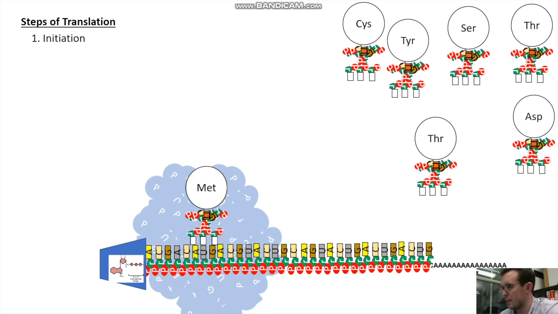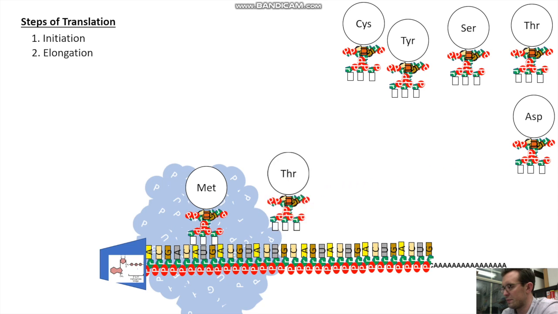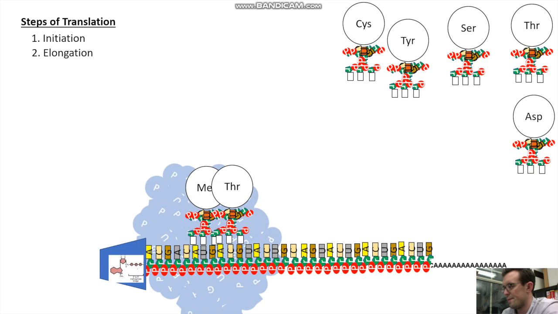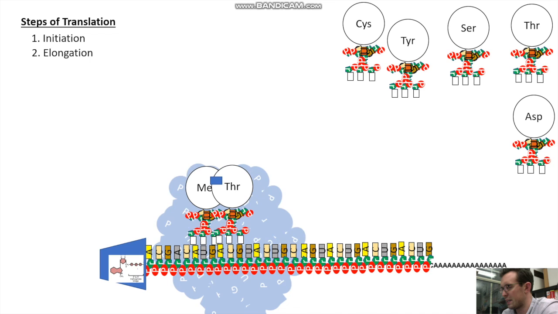After translation has been initiated, the next step in protein synthesis is elongation. And during elongation, the ribosome will shift down the mRNA strand and add more amino acids. It connects the amino acids with a peptide bond. And once the peptide bond has been formed, the ribosome will continue to shift down, and the tRNA, the transfer RNA from the previous amino acid, will leave the ribosome.